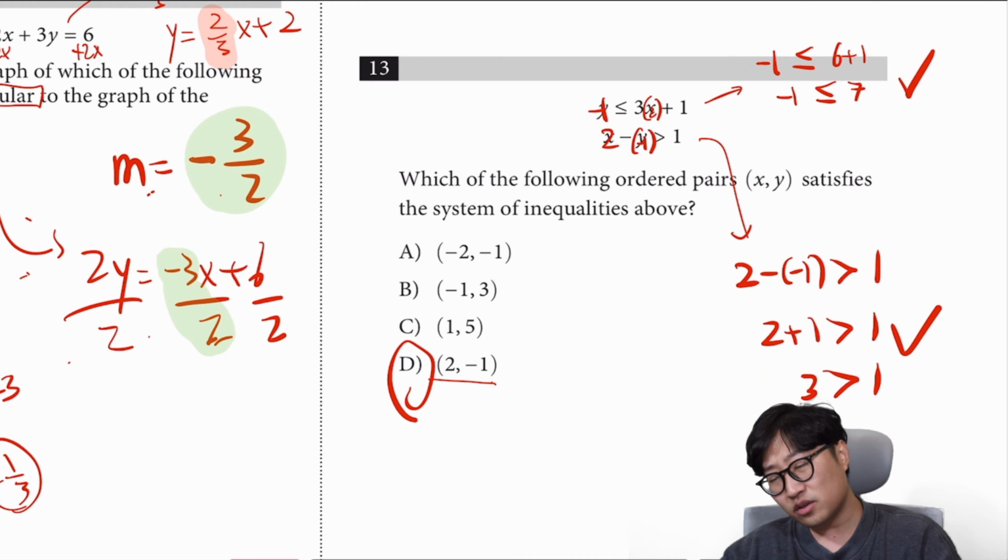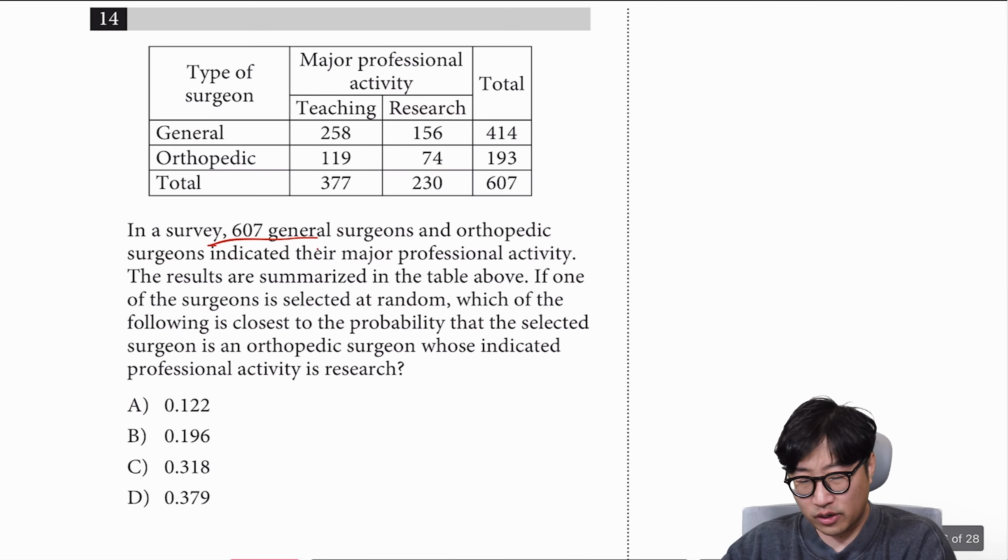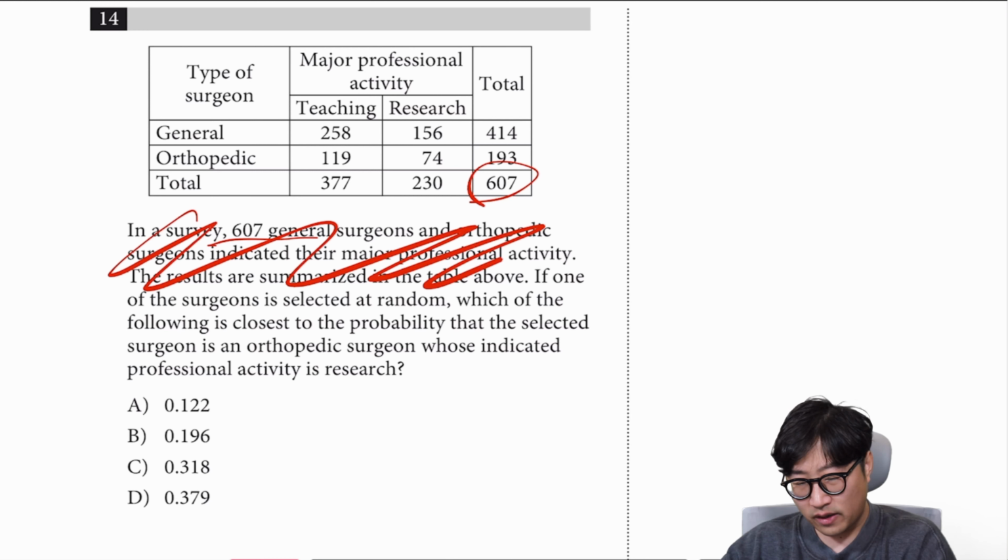The other one's not going to work. You don't even need to check it. Number 14. In a survey, 607 general, but it's all in there. So whatever, don't read that.